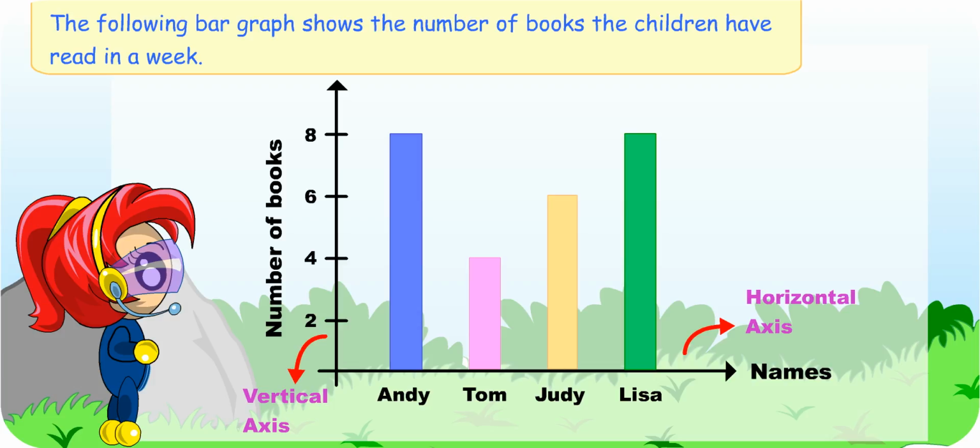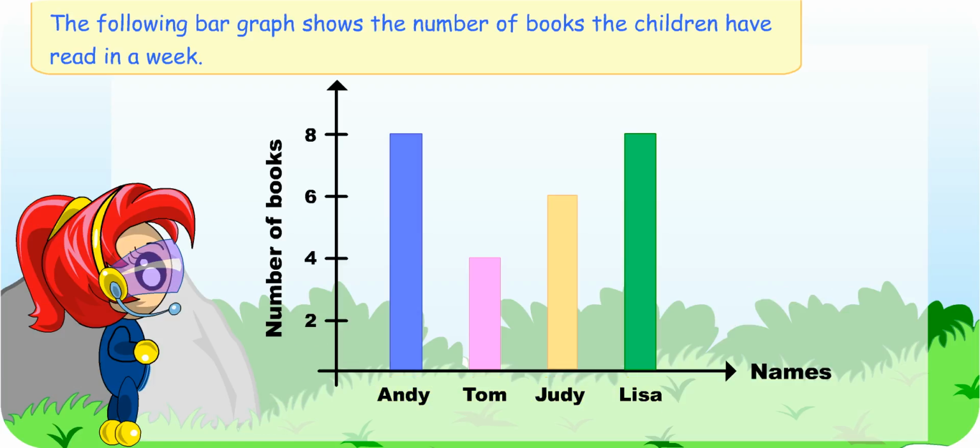Turbo Girl, tell me, what does the horizontal axis show us in this bar graph? Easy. I can see 4 names: Andy, Tom, Judy, and Lisa. So this axis tells us the names of the children.